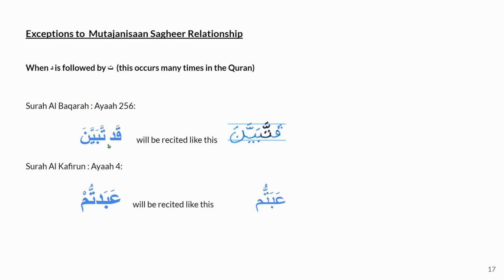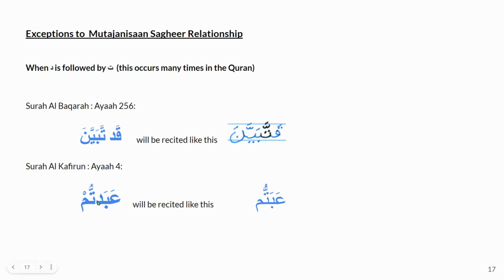So we can see in this example, instead of reciting letter Dal with the qalqala and doing izhar of letter Dal like this, قَدْ تَبَيَّنَ, I will recite it like this. قَدْ تَبَيَّنَ. And you will not hear any sound of letter Dal because letter Dal has completely merged into letter Ta, and that's why letter Ta has a shadda, which is an indication in Osmani script of idgham kamil.